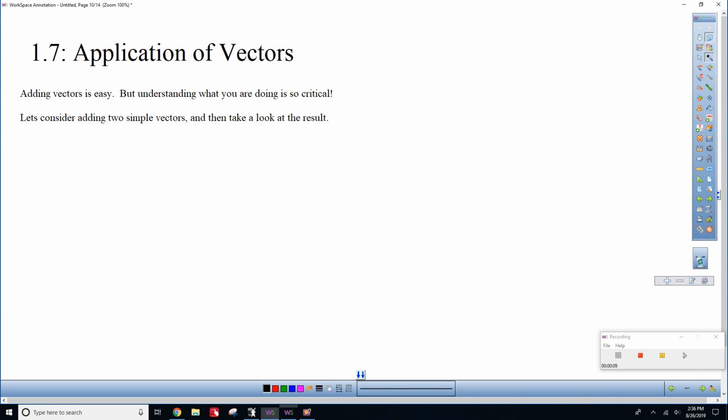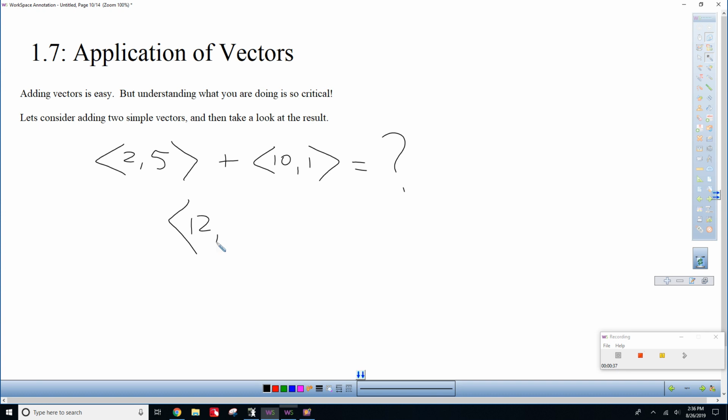There's the math of this, which is so silly easy. <2, 5> plus <10, 1> equals what? And that's as easy as you think it is. It would be <12, 6>. Okay, now let's look at what that means geometrically.